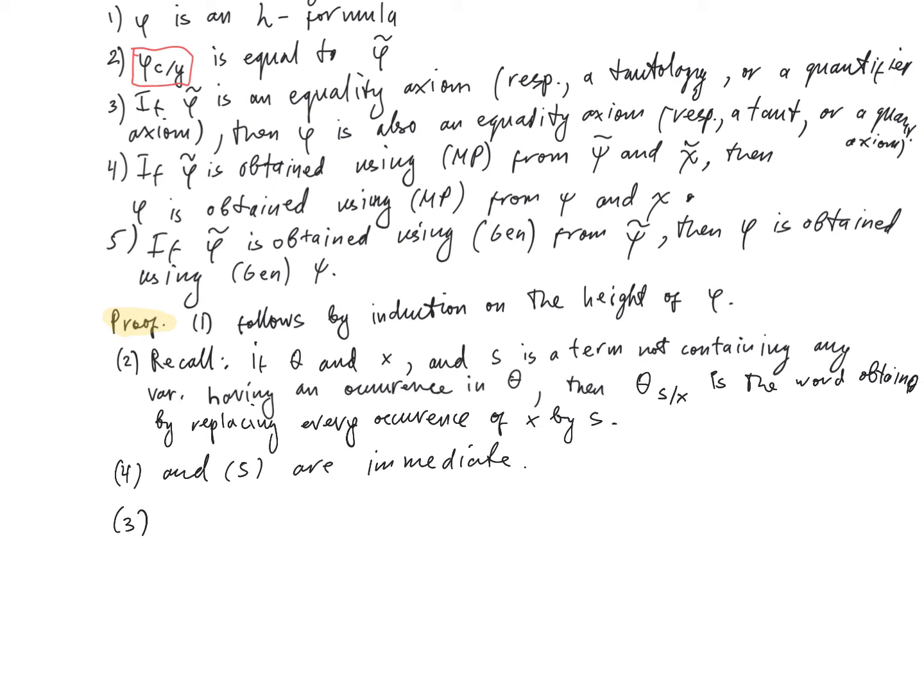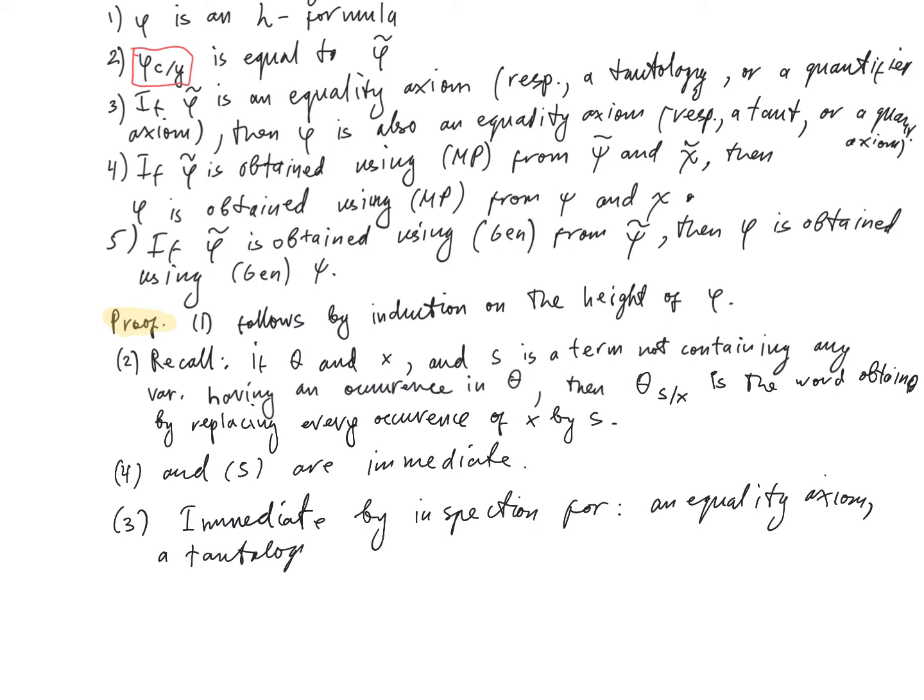Similarly, by inspection, we immediately get the claim 3 for the cases when we have an equality axiom, a tautology, or an instance of the quantifier axioms corresponding to Q1 or Q3. So the only non-trivial case corresponds to Q2.